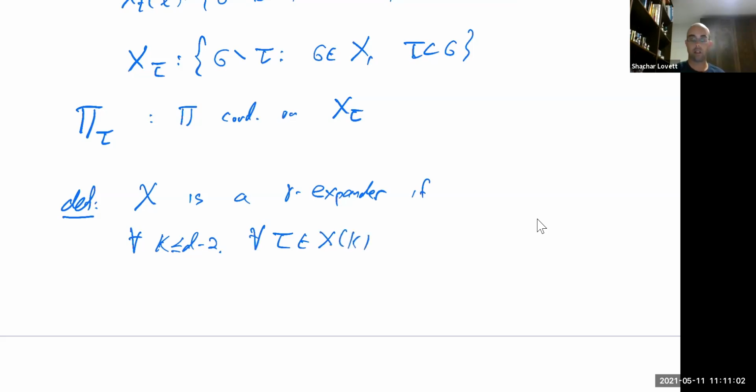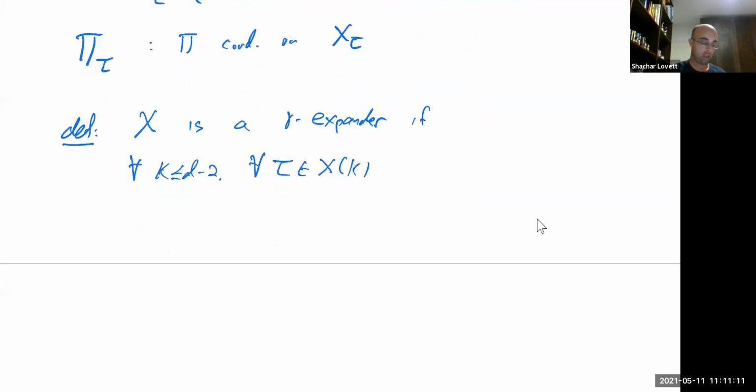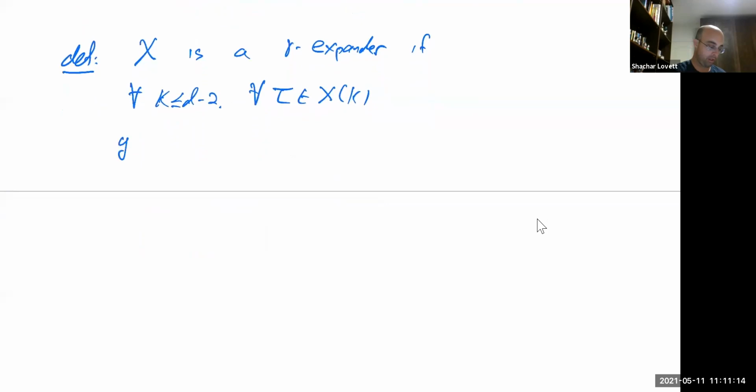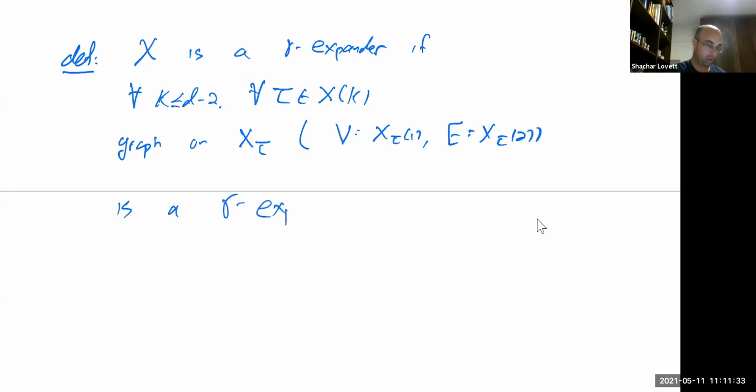for every k-face, if you look at just the graph induced by this link, so just look at nodes and edges, but not higher level faces, they form an expander. Then the graph on X tau, and by that I mean the vertices are the ones of level 1 up, and the edges are the ones of level 2 up, is a gamma expander in the usual sense that graphs are expanders.